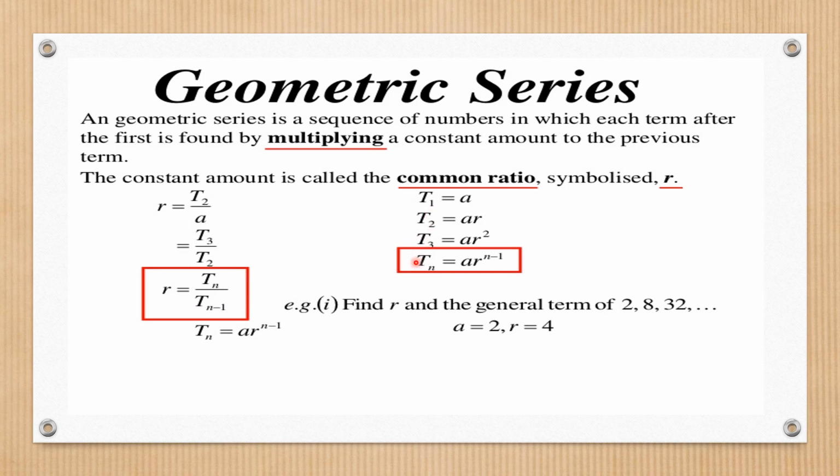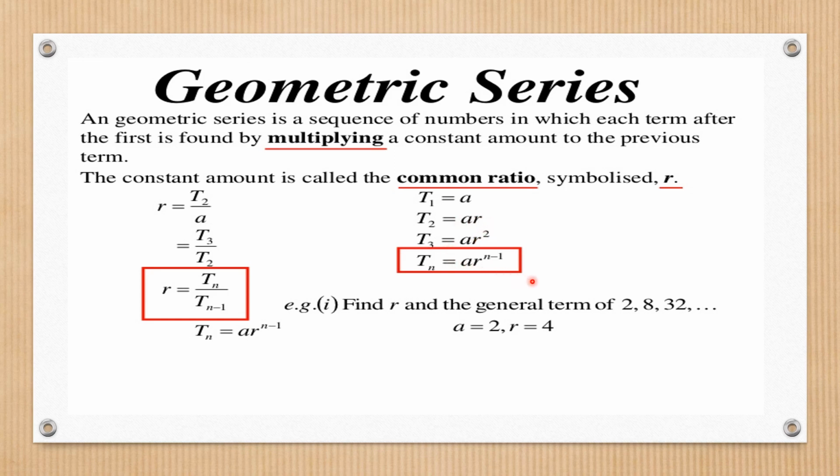Now let us derive the formula for the nth term or general term. We took the first term as T1, so T1 is A. The second term is obtained by multiplying by a fixed number. Let our fixed number be r. So the second term will be A into r. The third will be A into r square, since AR multiplied with r gives AR square.